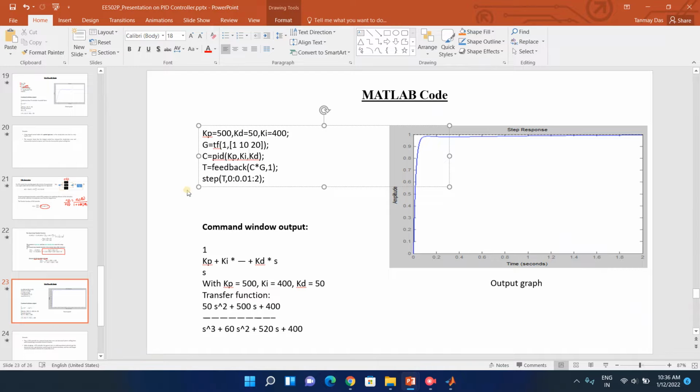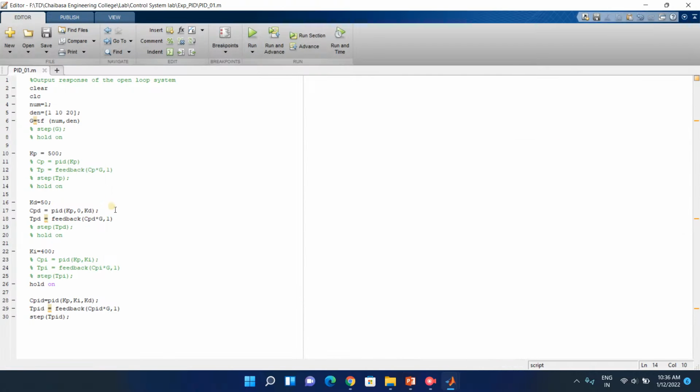500 or not 500, I think it is, yes, 500, 50 and 400. 550, 400.